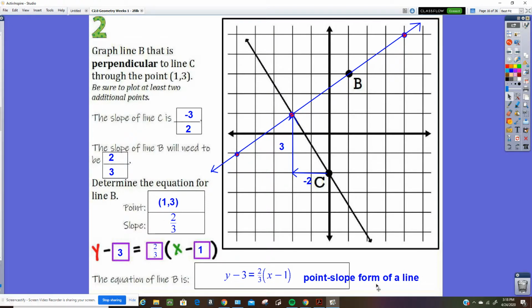Hopefully that will help you with the quiz, because they ask you to make the point slope formula line in one of the questions.